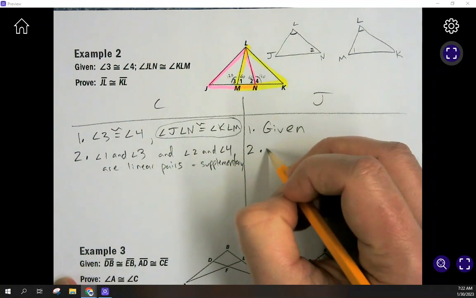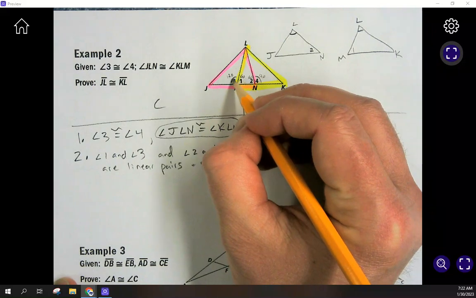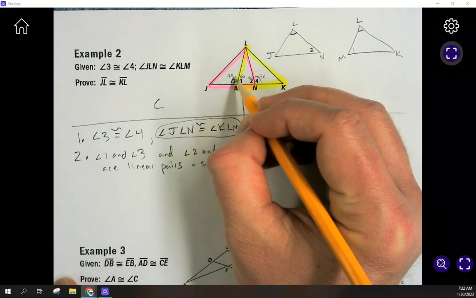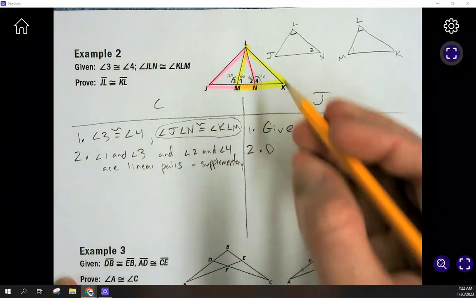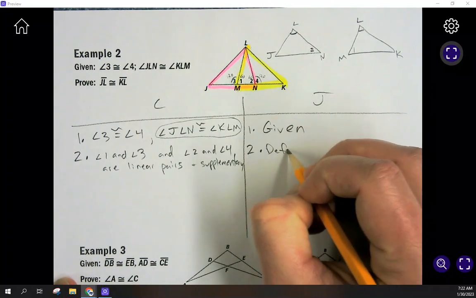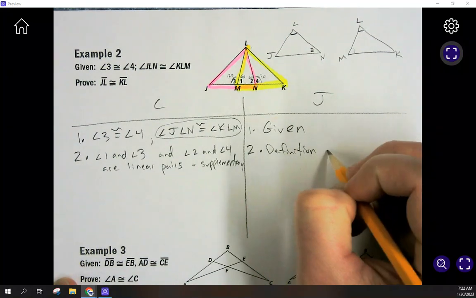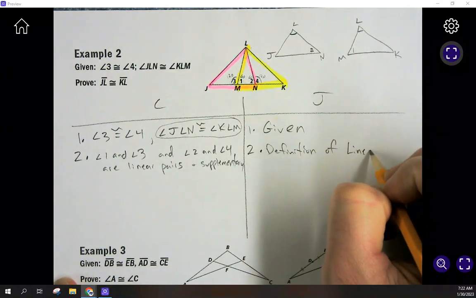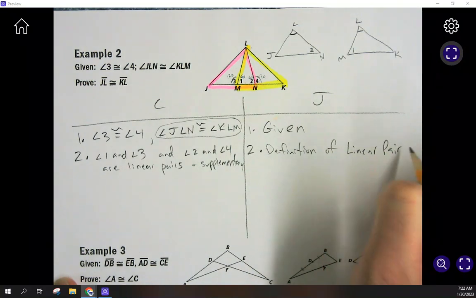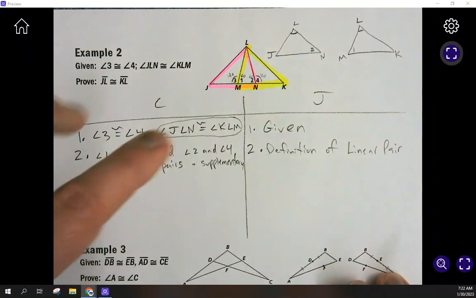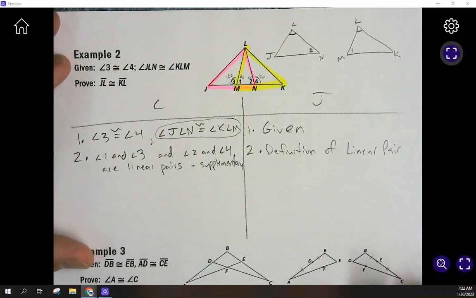And that's the definition of a linear pair, right? The definition of a linear pair explains that those two angles combined form a line. We know they're supplementary. That's the definition of linear pair.